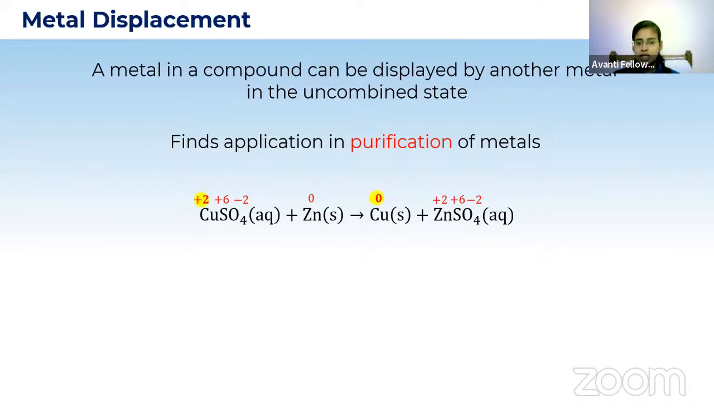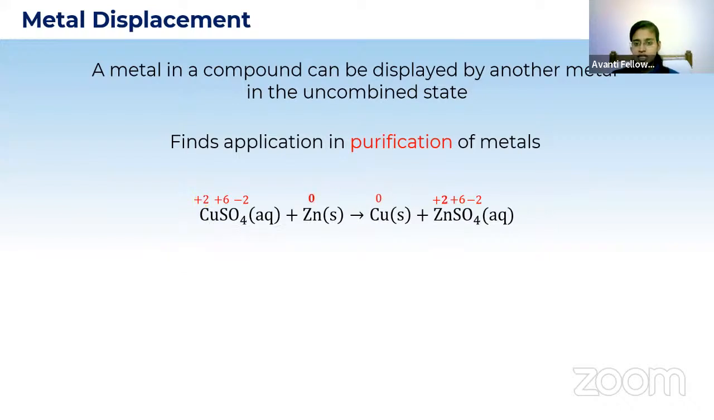Now here, if you see, copper is moving from +2 to 0. So is it oxidation or reduction? +2 to 0. Yes, very good, Meenakshi. It is reduction, right? So copper has got reduced.